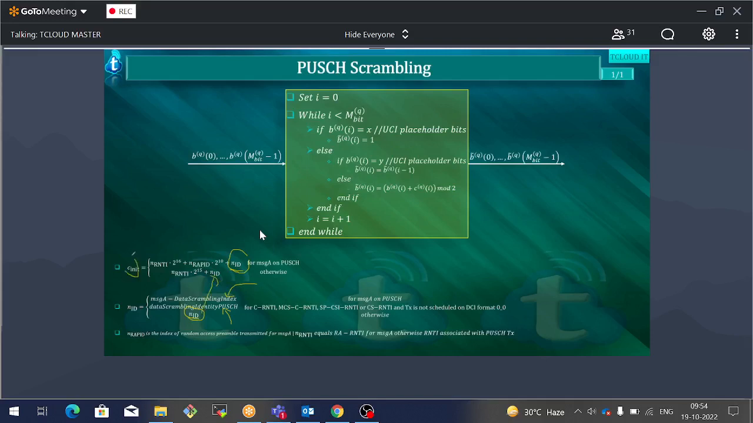Ultimately, you calculate the required C init, and then from that, you will be able to generate the scrambling sequence, and use that scrambling sequence to scramble the data.